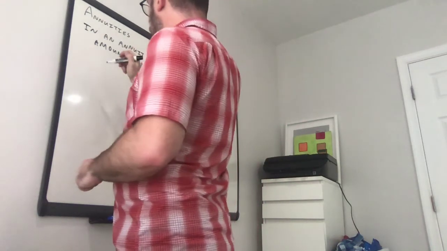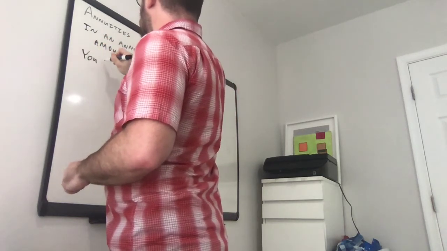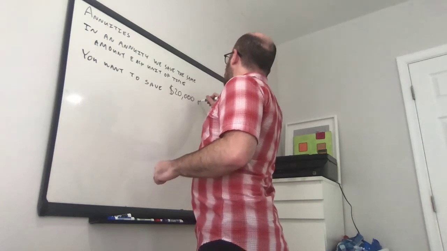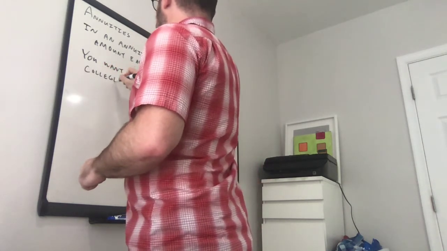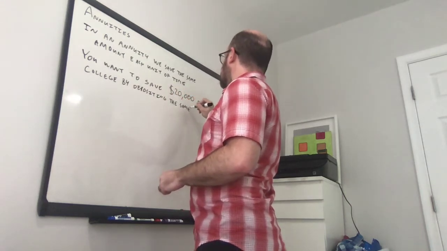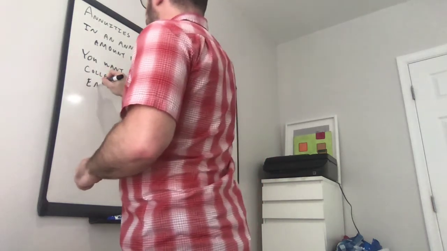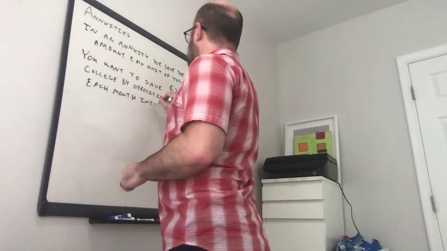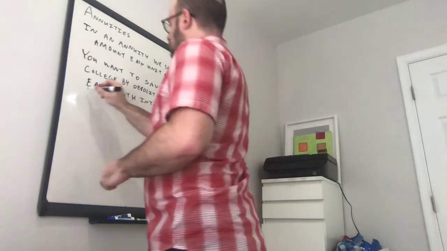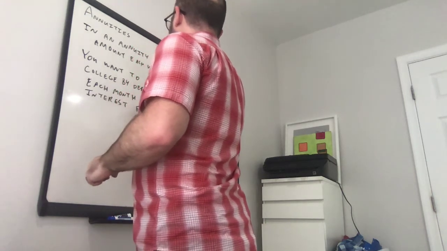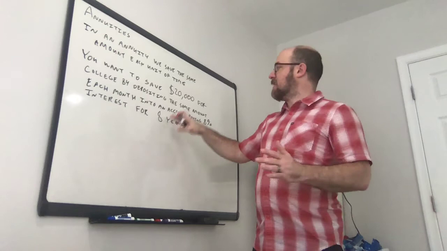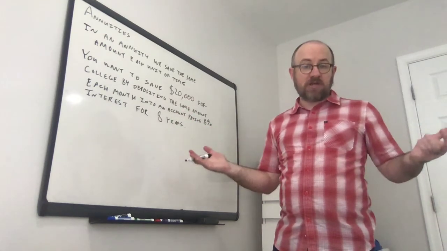So say you want to save, say, $20,000 for college by depositing the same amount each month into an account paying 8% interest, say 8 years. Okay, so say you're saving money for your kids' education. You've got 8 years to save $20,000, and you want to save the same amount each month. How much do you need to put into the account each month?